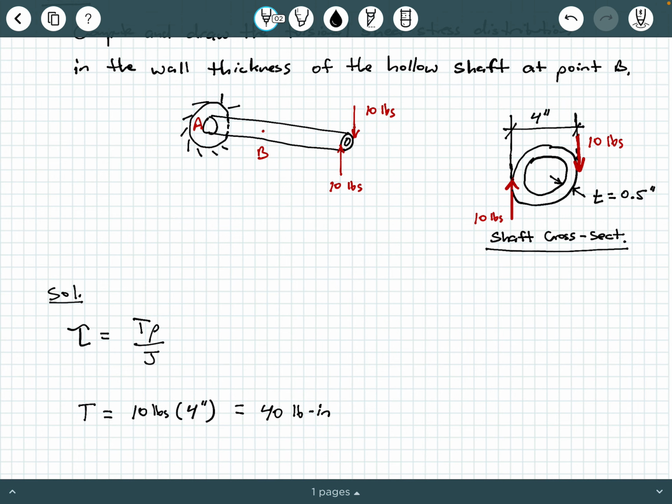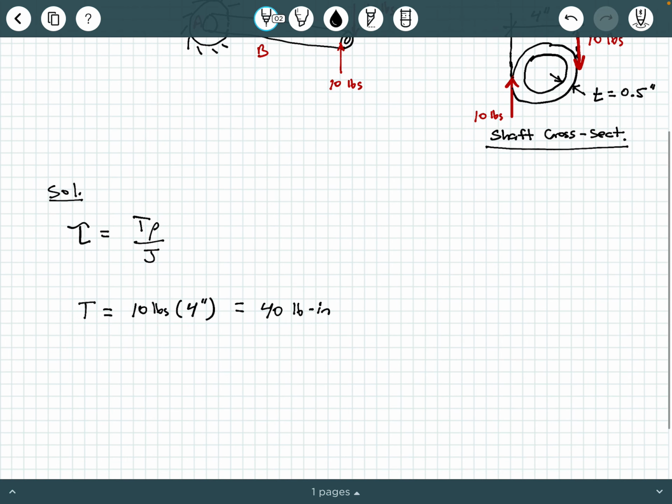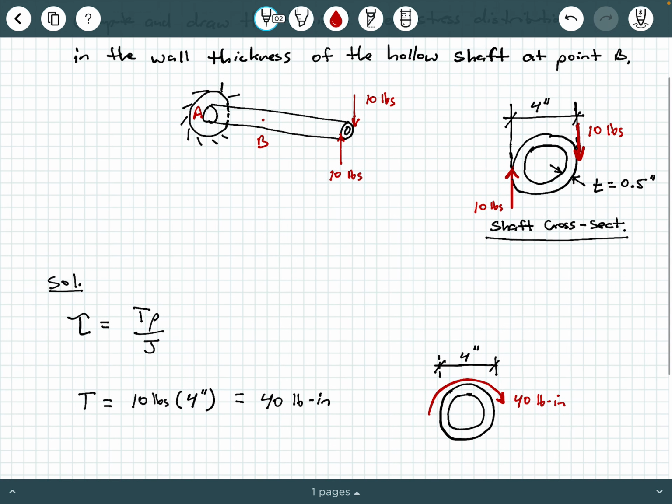Now that's going to be right here at the end of the shaft. So we can resketch this nice and neat. We can see that we have the outer diameter of 4 inches, and this is generating this torque moment of 40 pound inches. Now, you could do method of sections at the point of interest, point B, and discover that the torque at point B is just that 40 pound inches.